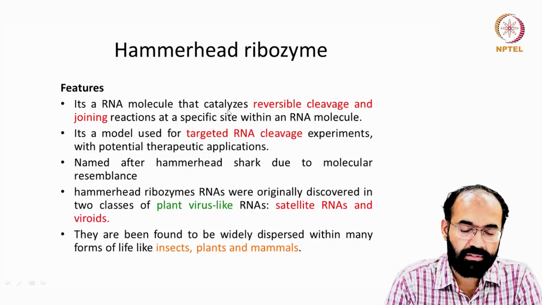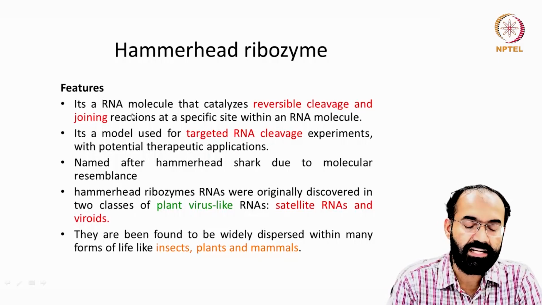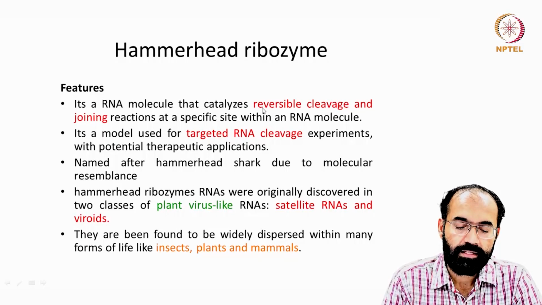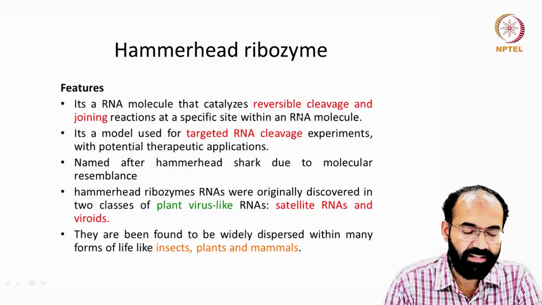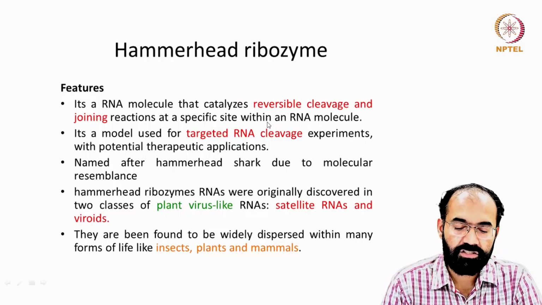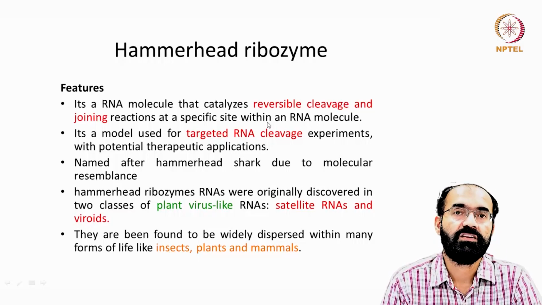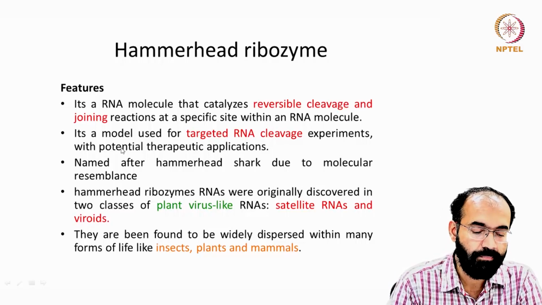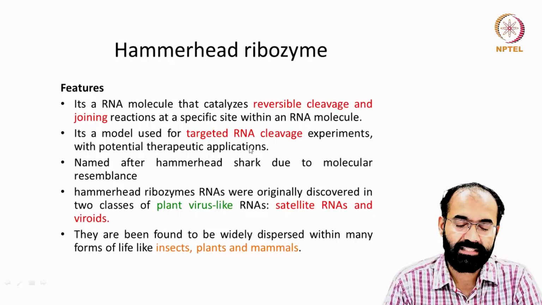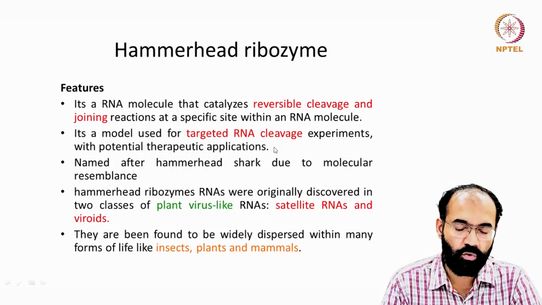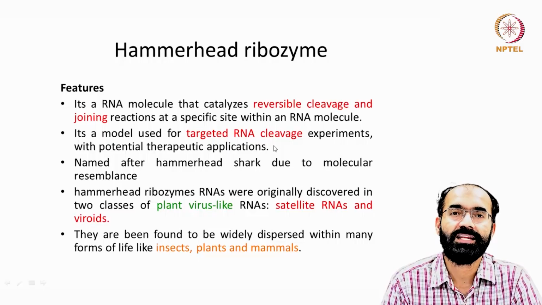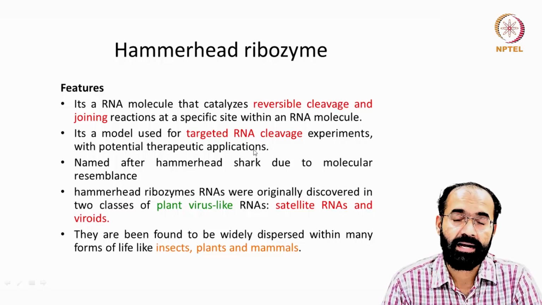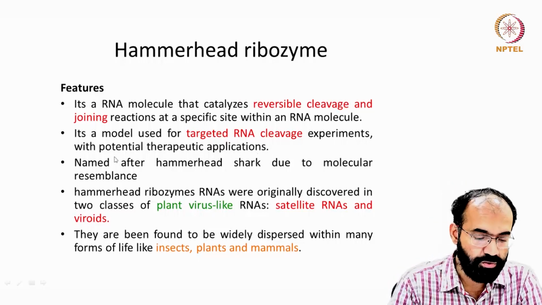It's an RNA molecule that catalyzes reversible cleavage and joining reactions at a specific site within an RNA molecule. So, the major function is reversible cleavage and joining. That means it causes the cleavage of nucleic acid in a reversible manner, and it's a model used for targeted RNA cleavage experiments with potential therapeutic application. That is why you will find lots of research work going on with hammerhead ribozyme, because you can literally engineer them and use them for targeting some viral RNA, etc., which is infected into a host.